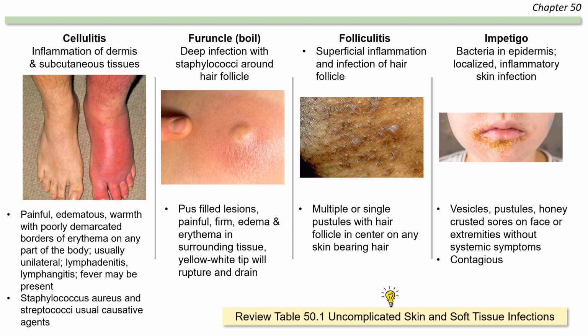And then our fourth one here is impetigo. So this is bacteria in the epidermis. It's localized, so it kind of stays in one section. And this is very contagious. So it's common in kids, and when one gets it, it's kind of passed around pretty quickly. So these patients have little vesicles, which are little fluid-filled pockets, and it's referred to as honey-crusted sores. So if you look at this picture, it kind of looks like you had honey that kind of dried up. Please review Table 50.1 on uncomplicated skin and soft tissue infections.